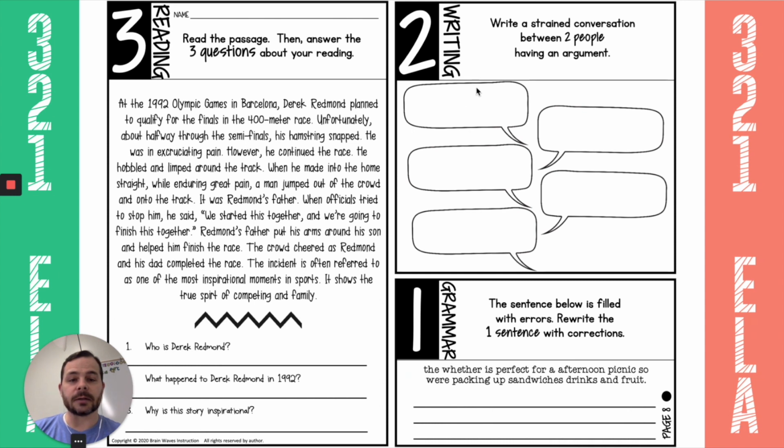On writing, write a strained conversation between 2 people having an argument. So that's okay, the conversation bubbles. So you have 5 different dialogues. And then the sentence below is filled with errors. Rewrite the 1 sentence with corrections. Okay, so you're going to write it here in the space.